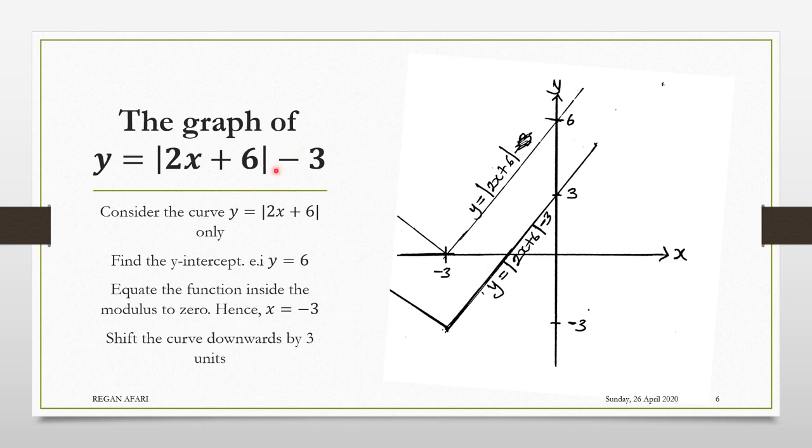So this is the plan. Whenever you are given the curve, look for the sign here. If it is positive, you know that your graph is going to be a V shape. If the sign here is negative, then you know that you are going to get an N shape.